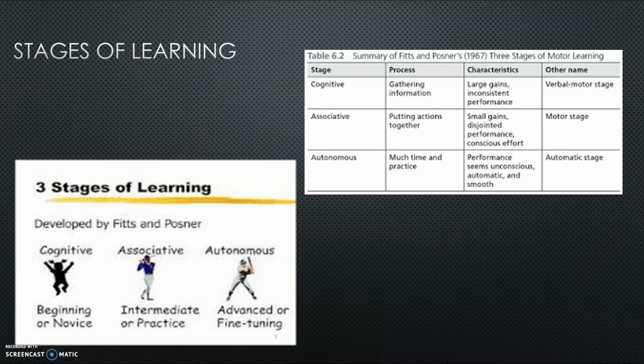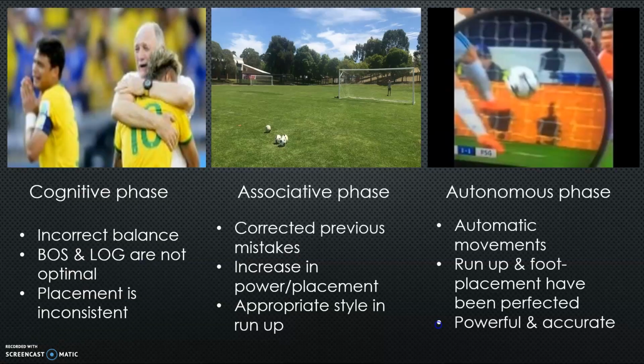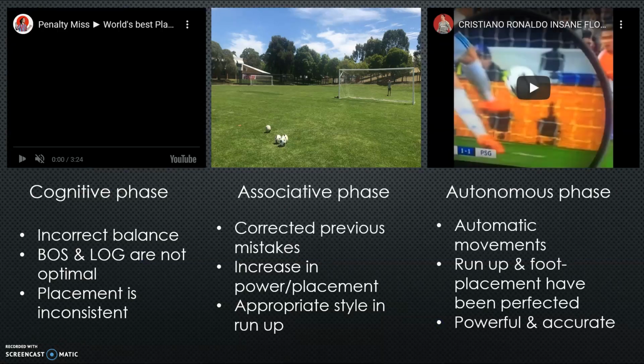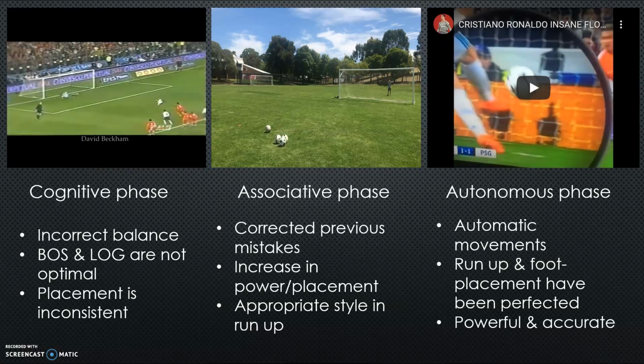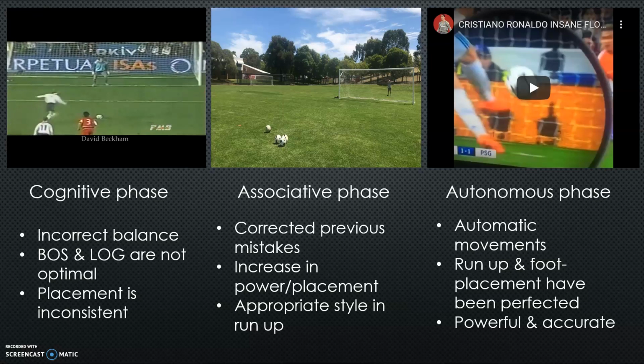For a soccer penalty kick, the characteristics differ depending on the stage of learning. For example, in the cognitive stage, balance would be incorrect, which would affect the run-up and foot placement when striking the ball. The technique would vary from a professional run-up, foot placement, and strike of the ball. The shooter may also be nervous or indecisive when striking the ball, which could lead to an incorrect kick or placement.